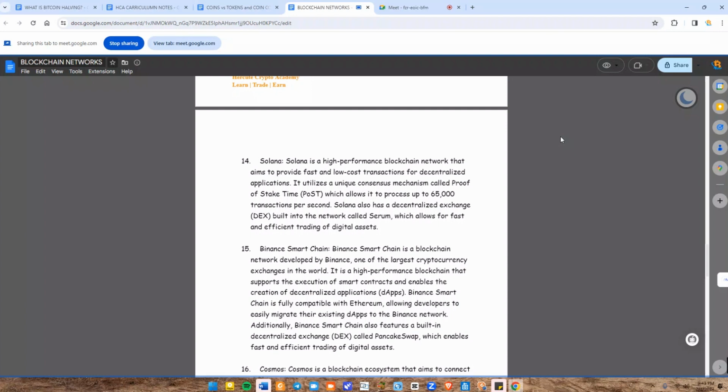So Solana is a high-performance blockchain network that aims to provide fast and low-cost transactions for decentralized applications. It utilizes a unique consensus mechanism called proof of stake, which allows it to process up to 65,000 transactions per second. Now Solana also has a decentralized exchange, DEX, built into the network called Serum, which allows for fast and efficient trading of digital assets. It also has its own NFT platform.